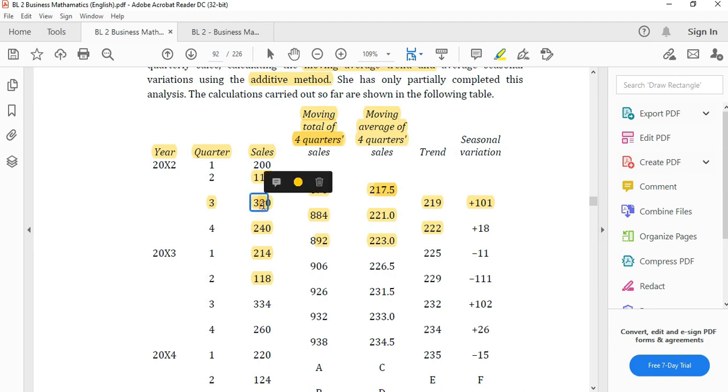I have explained this. That is why it is very important to place these figures in the middle of the quarters without putting it right next to the quarter. Right? You have to write it in between the two numbers. Okay. So 320 minus 219, you get 101 plus. 240 minus 222, you get 18 plus. Let's see this 334 minus 232, you get 102 plus. This one 118 minus 229, you get 111 minus. Like that they did the seasonal variation.